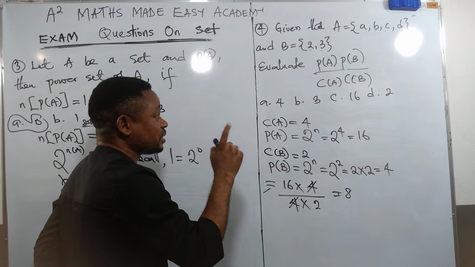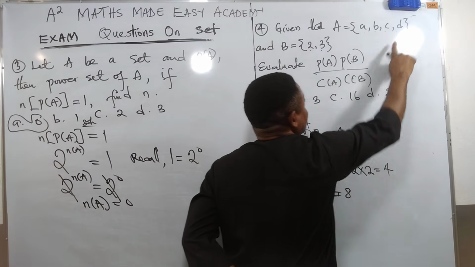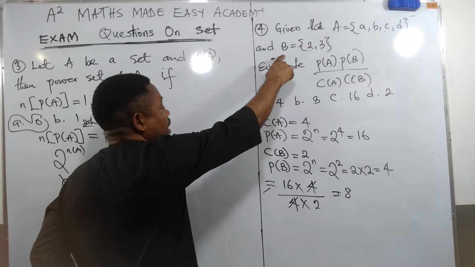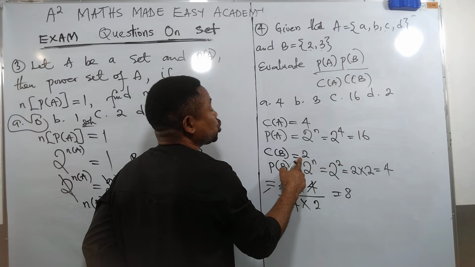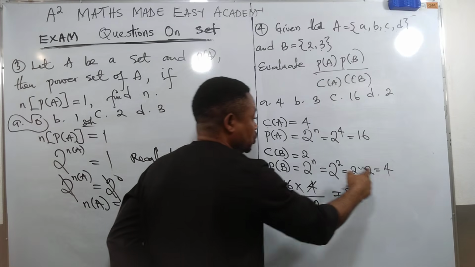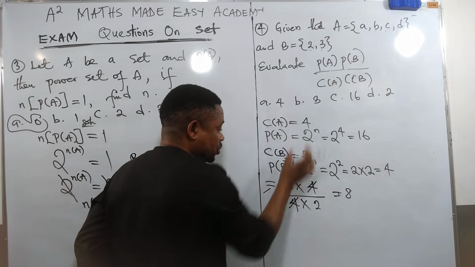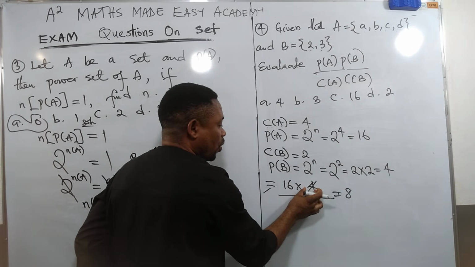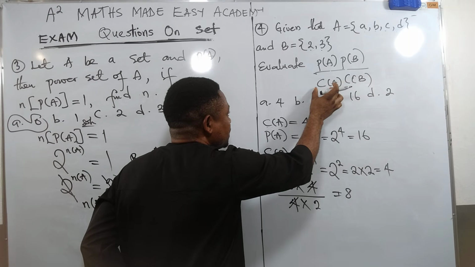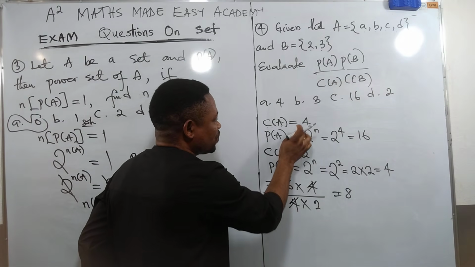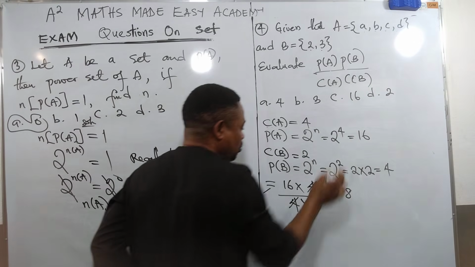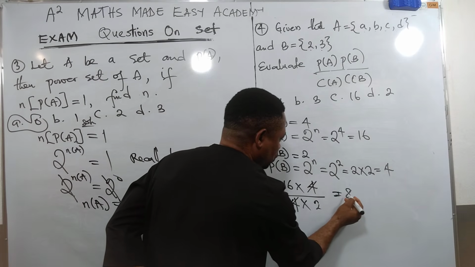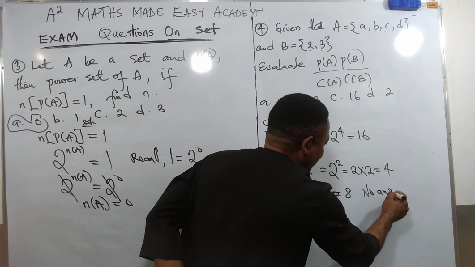Now I want you to define this very well again. The cardinality of A is 4, and the power set is 2 raised to power 4, which is 16. Then we move to set B. The cardinality is 2. The power set is 2 raised to power 2, which is 4. It is very obvious. P(A) is already 16, that is what we saw. Then you multiply. P(B) is already 4. You introduce 4 here over C(A), cardinality of set A, which is 4, and C(B), cardinality of set B, which is 2. Can you see 4 here will cancel 4? 2 can go into 16, which is equal to 8. So no answer in the options.